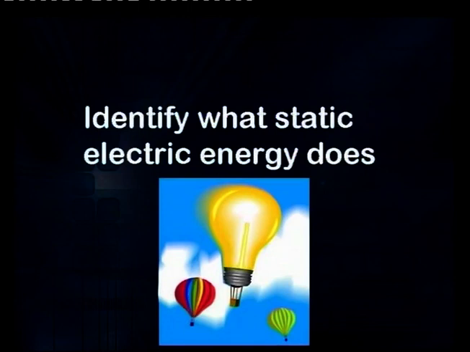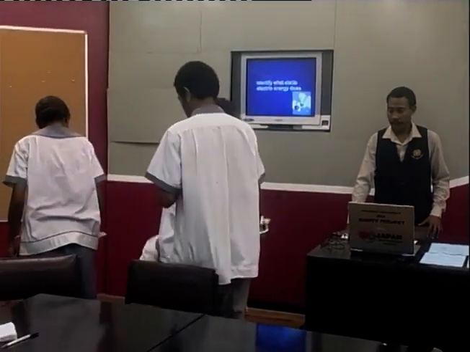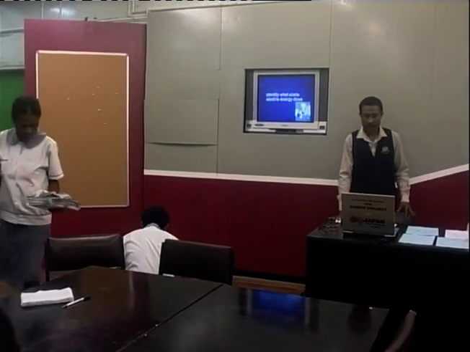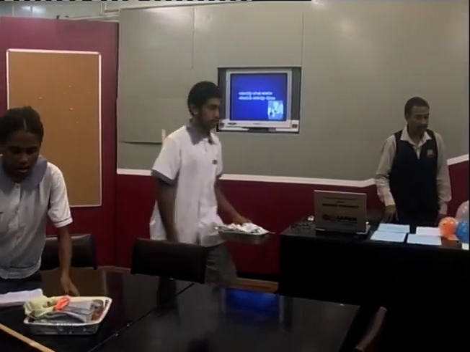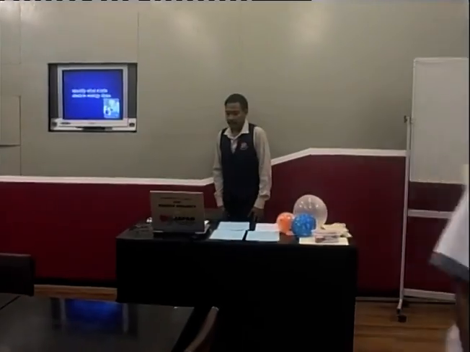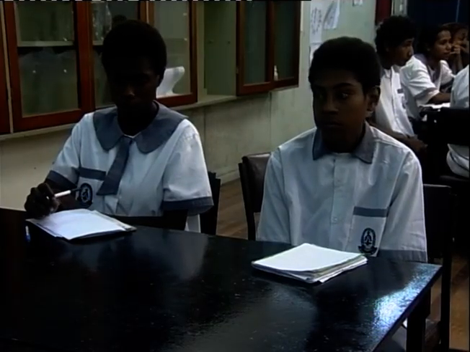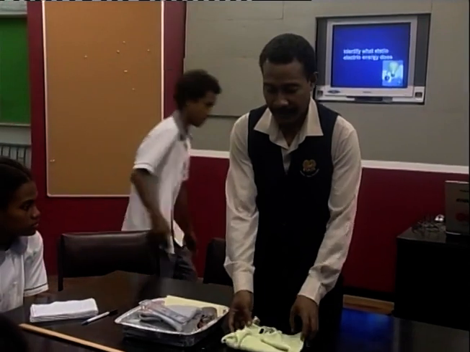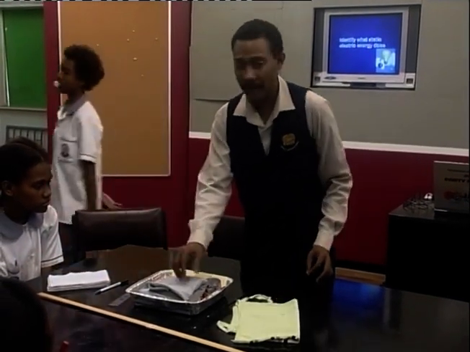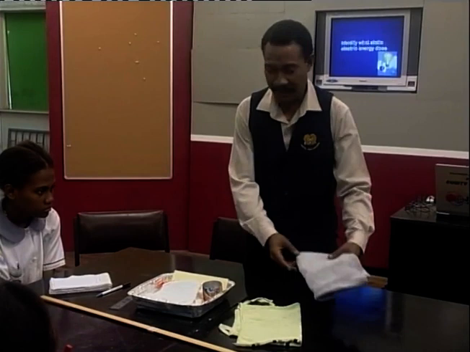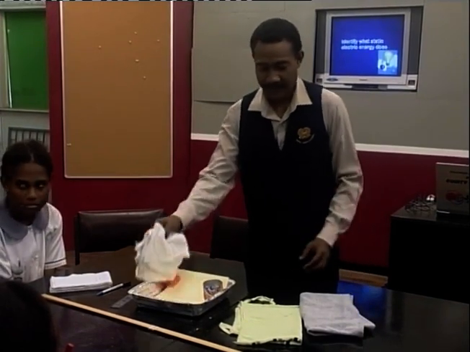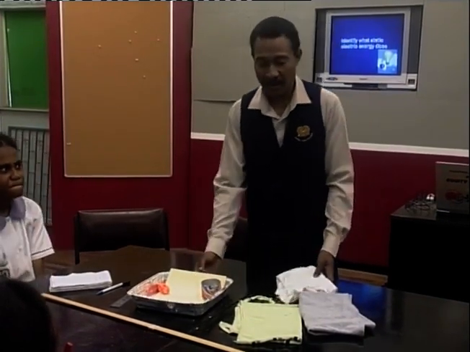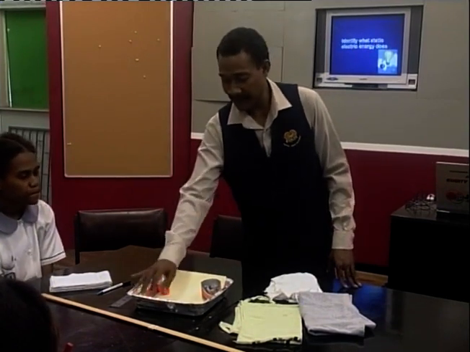I'd like the runners to come up here. Get your materials. Up here. Get your materials. We will quickly go through the materials that you have. You have some clothes that you will see, some woolen clothes or cotton ones you can see.